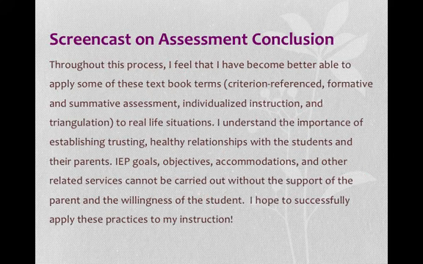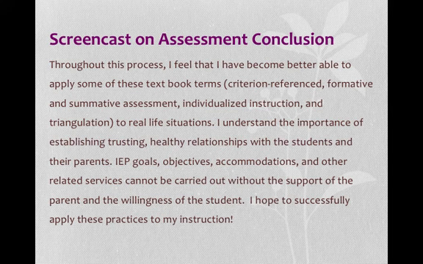In conclusion, I feel that I've become better able to apply some of these textbook terms like criterion referenced, formative and summative assessment, individualized instruction, and triangulation to real-life situations. I feel like I'm better understanding the importance of establishing a trusting, healthy relationship with the students and their parents. This is important for parental involvement, parent trust, student willingness to work.